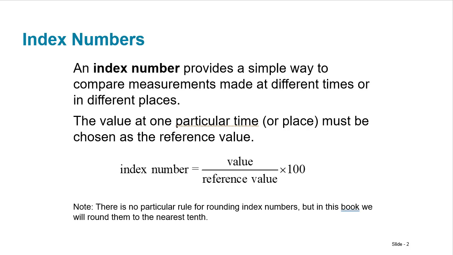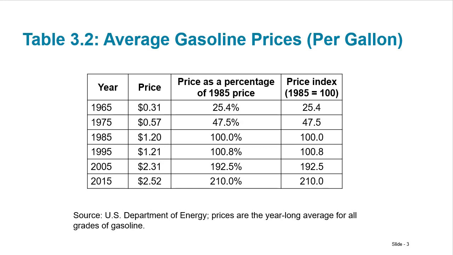And there's no rule for rounding index numbers, but in the book that we're currently using, we'll round them to the nearest tenth. You'll have to round to whatever book you're using. Okay, let's look at some examples.